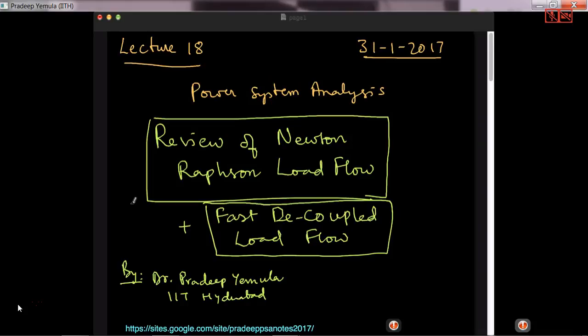of the previous class, and then we will continue with the other topic. So first I want to do a review of Newton Raphson load flow plus fast decoupled load flow. If time permits, I would like to cover or start the fast decoupled load flow problem also.